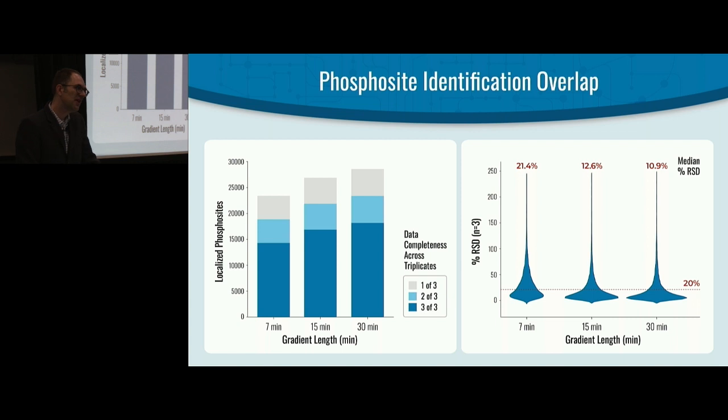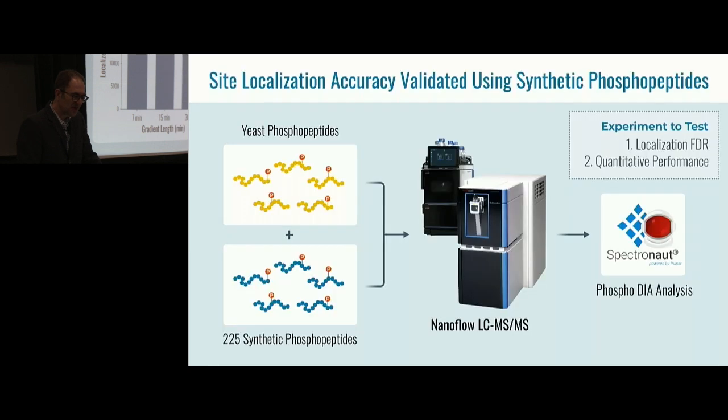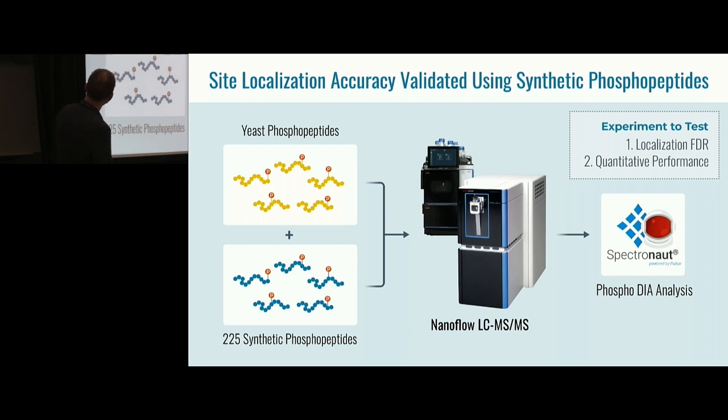So we needed to figure out how good the instrument and the software could localize sites. This experiment was inspired by Jesper Olsen's publication a few years ago, but basically what they did was they took yeast phosphopeptide background and synthetic phosphopeptides. In this case, we spike in, and then we run the system and we try to localize, we figure out the FDR, and we figure out quantitative performance.